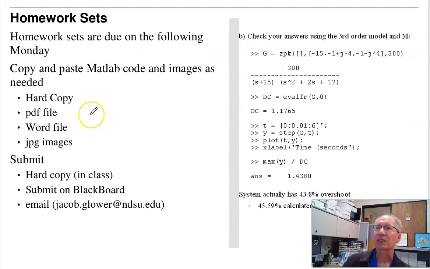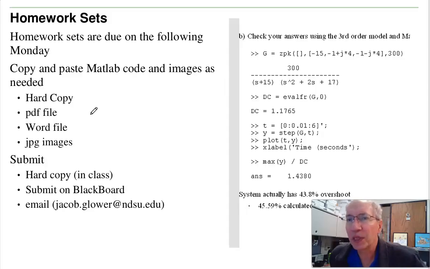The homework for this class. Homework is due on a weekly basis. So homeworks are due the following Monday. I'll then post the solutions as a PDF and YouTube recording and grade the homework sets.